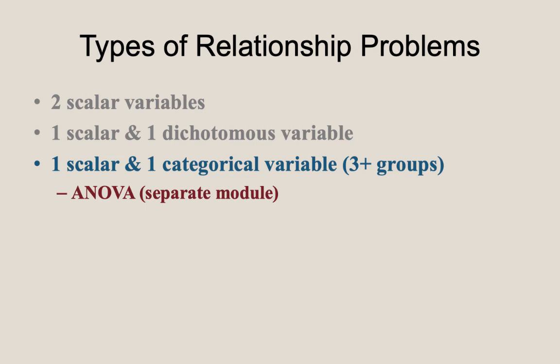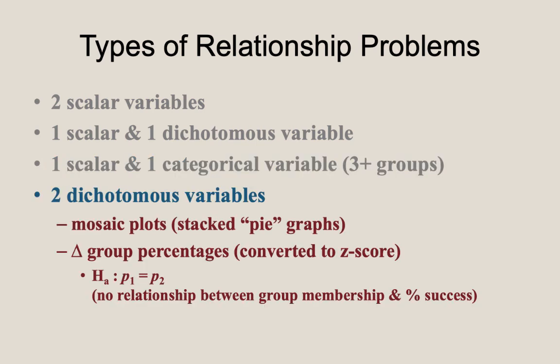So, what types of relationships remain? This is the relationship between two categorical variables, and that is the focus of this current module. We will start by looking at the relationship between two dichotomous variables. We will then extend it to looking at non-dichotomous variables. It turns out that the techniques are essentially the same.